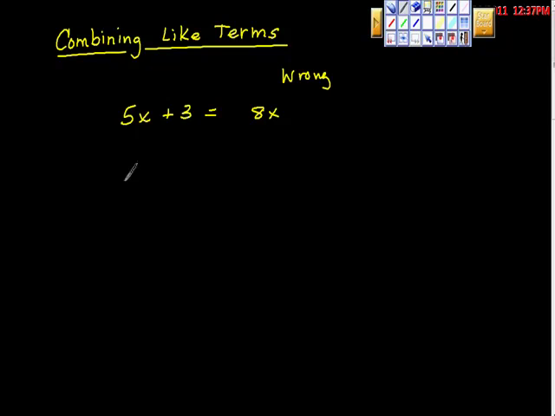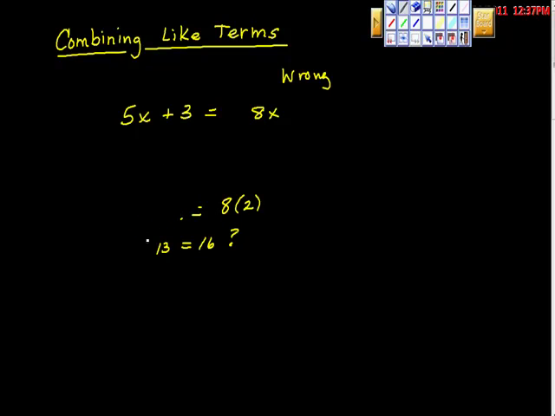Let x equal 2. So if x equals 2, then we have 5 times 2 plus 3 equals 8 times 2. Because I'm saying that this is the same as this. So we have 5 times 2 is 10. 10 plus 3 is 13. So 13 equals 8 times 2 is 16. 13 equals 16? Okay, I think we can agree that this is wrong. This is not possible.